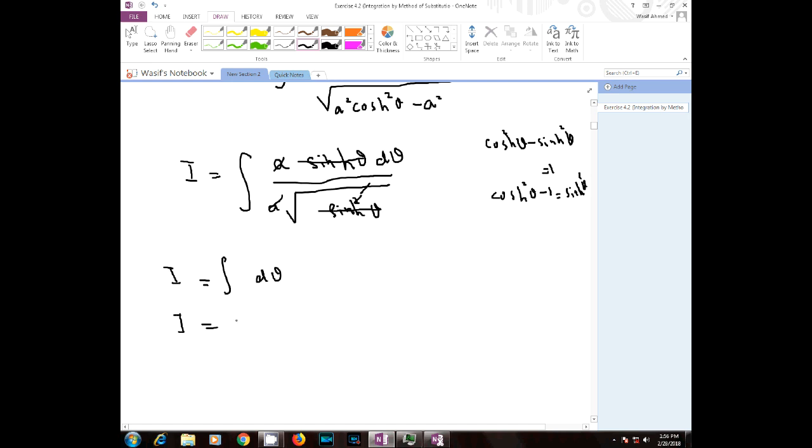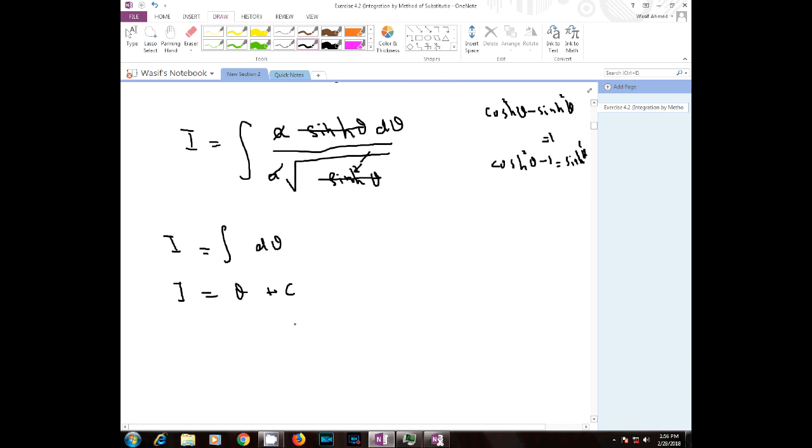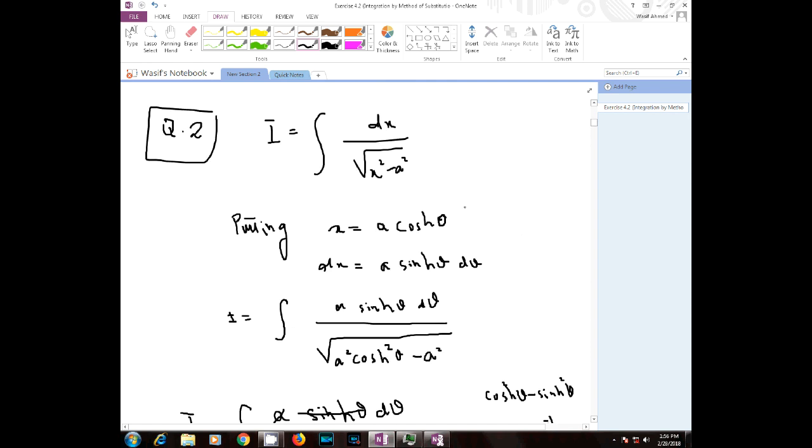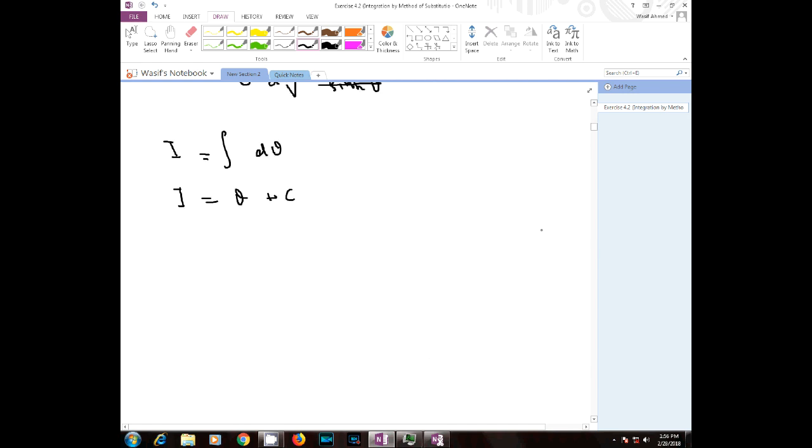This is equal to theta plus a constant of integration, and the value of theta can be found from here. It is x divided by a is equal to cosh theta. So theta is equal to cosh inverse x divided by a plus the constant of integration. So this was a very simple question. The next question is you have to find out the integral of tan x.